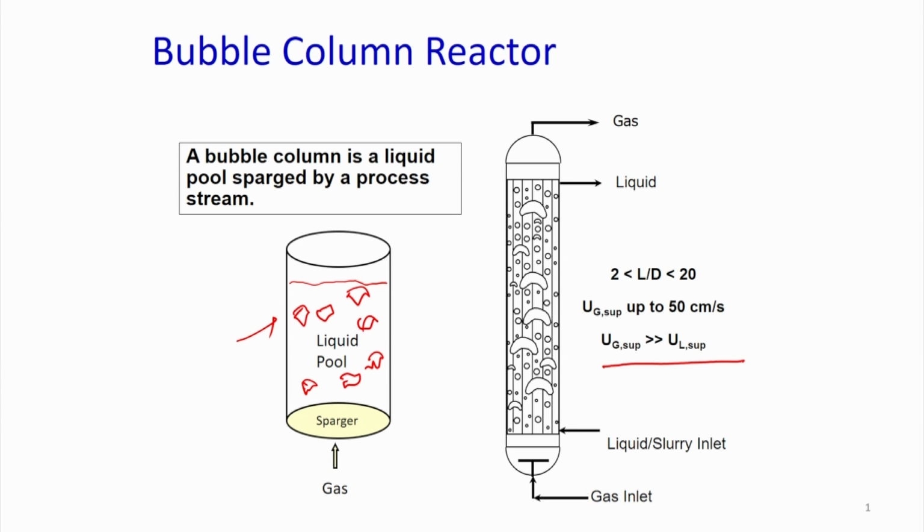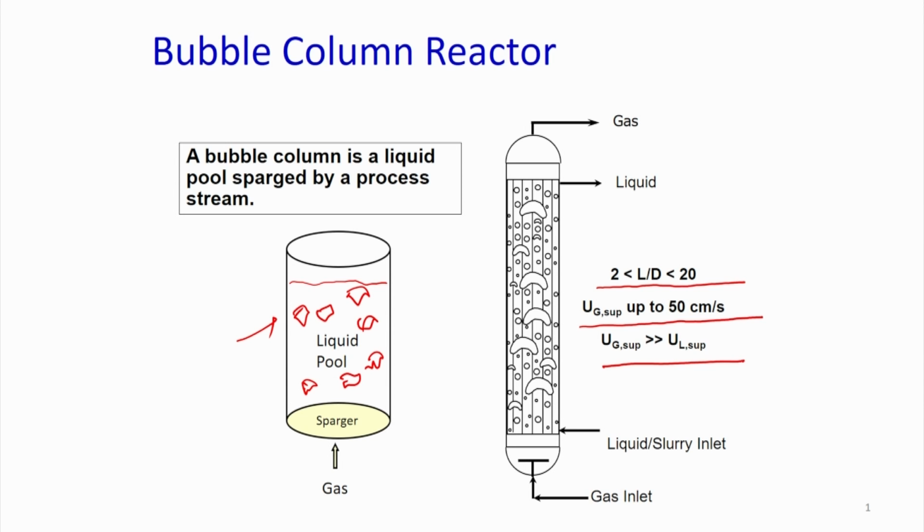The L by D ratio for the bubble column is generally large, they are very tall. L by D ratio varies from 2 to 20 generally, and the superficial velocity of the gas varies up to 50 centimeter per second. So this is not a very high velocity, but not a very low velocity either. On industrial scale, this is the way the gas liquid column or bubble column looks like.